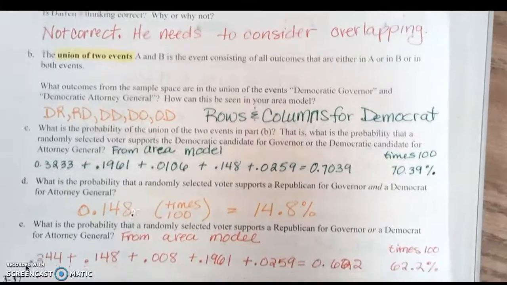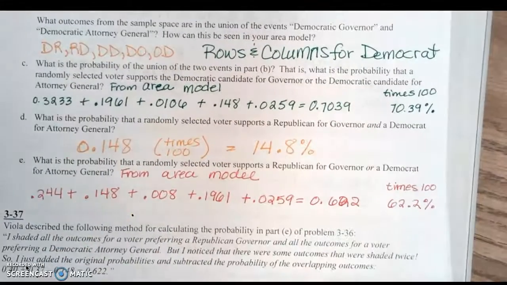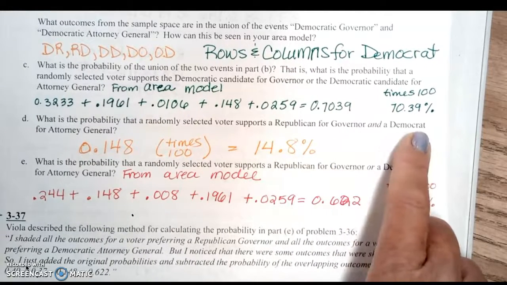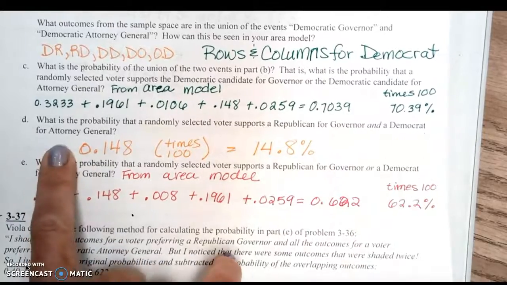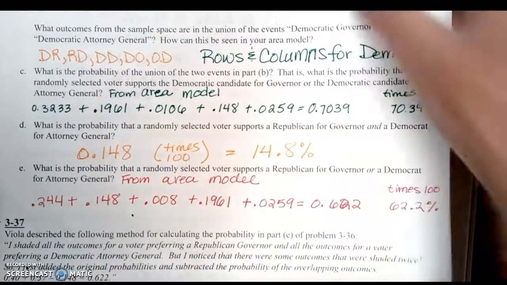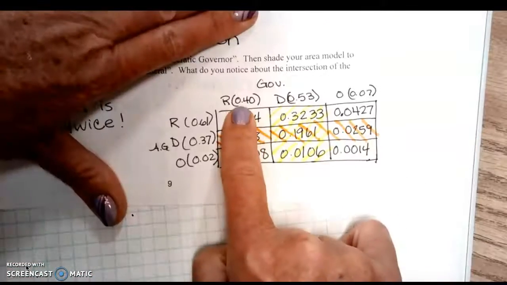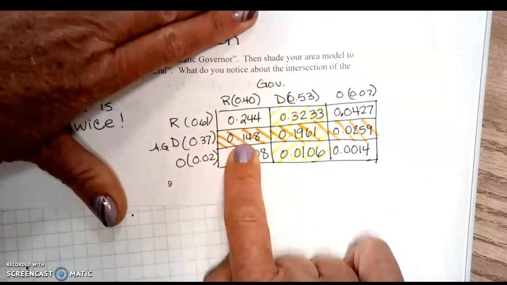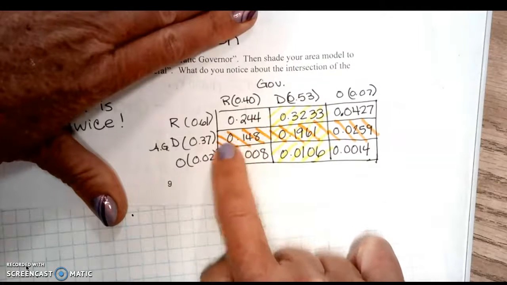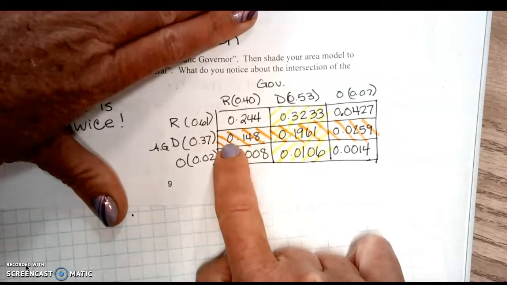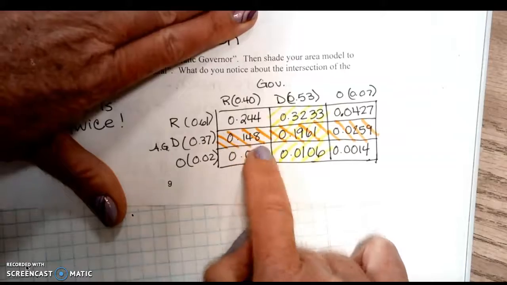Part D says, what is the probability that a randomly selected voter supports a Republican for governor and a Democrat for Attorney General? So if you flip back over, Republican governor and Democrat for Attorney General, that box or their intersection, it has 0.148.